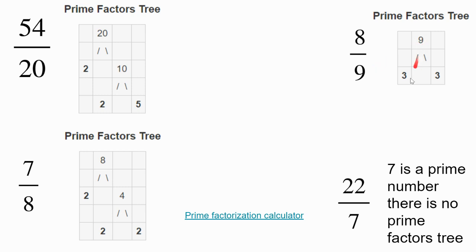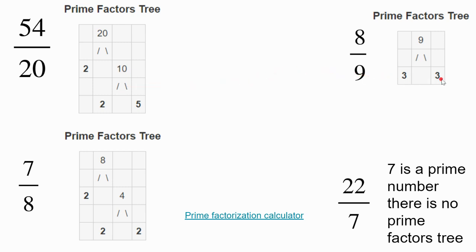9 factors into 3 and 3. So notice these only have 2's and 5's. This has a 3, and here there isn't even a prime factor tree because 7 is a prime number, and 7 is not 2 or 3. So if I do all the prime factorization and the numbers are always 2's and 5's, then I will eventually get to the end of the decimal.